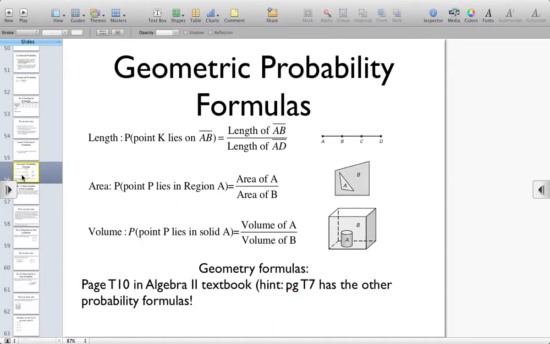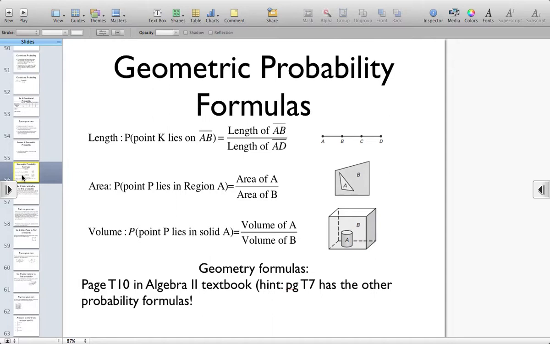For area, what's the probability of point P lying in region A? Well, here's region A, it's the tiny little triangle. It's a small section of area B. Area B is the whole thing, and area A is just that tiny little triangle part. What's the volume probability? What's the probability of point P lying in solid A? Well, we can see the cylinder is inside the box. So find the volume of the cylinder and divide it by the volume of the big rectangular prism.